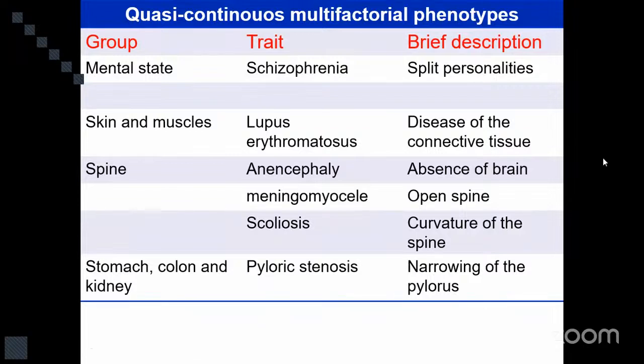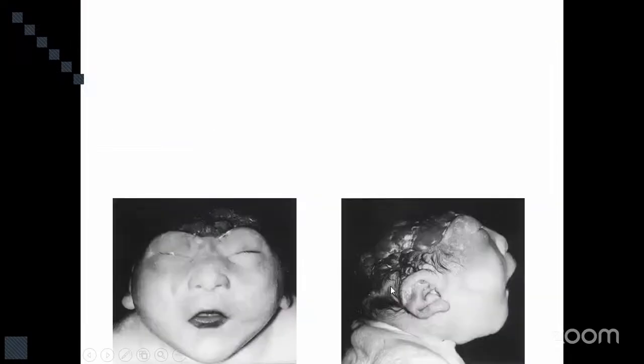You can see mental states: schizophrenia is a classical case of a multifactorial trait. The spine, in instances of anencephaly, meningomyelocele, scoliosis. Now, spina bifida that we saw from the beginning of this particular segment is a classical case of this. Stomach, colon, and kidney: you can see the classical case of pyloric stenosis, which is narrowing of the pylorus. They are all classical instances.